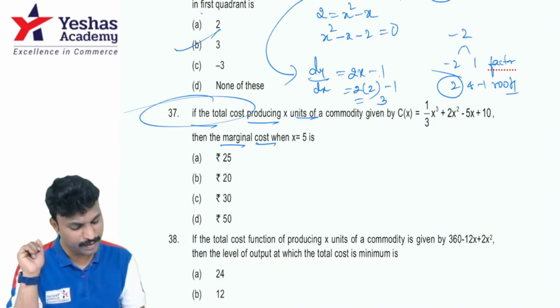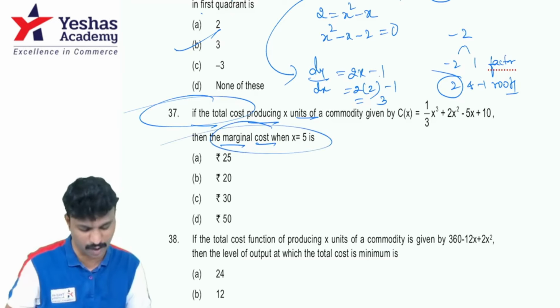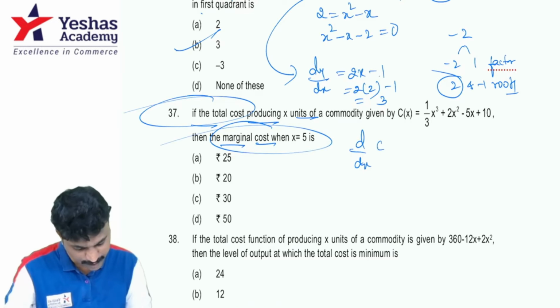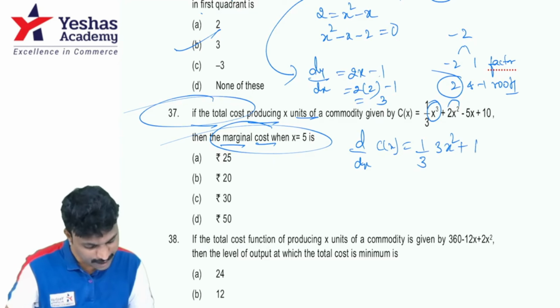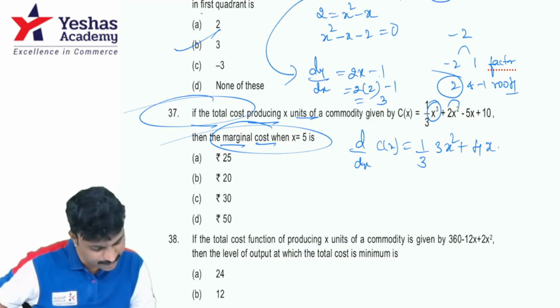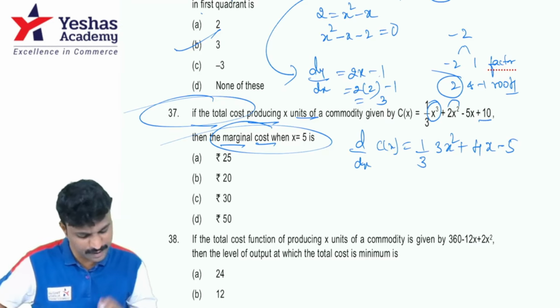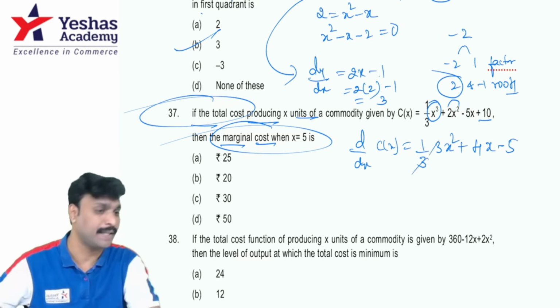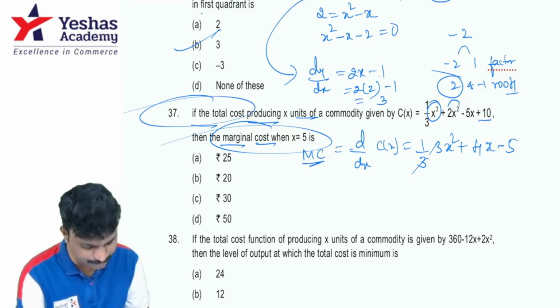Everybody look at this. So they've given the cost function. If you want to find the marginal cost, you have to differentiate the cost function, d by dx of the cost function. So 1 by 3 is a constant. Derivative of x cube is 3x square. 2 is a constant, 2 comes out and multiplies with 2, 2 2s are 4. Derivative of x square is 2x, so 2 into 2x is 4x only. And derivative of 5x is 5, derivative of a constant is 0. Now this is the marginal cost function. This is marginal cost.